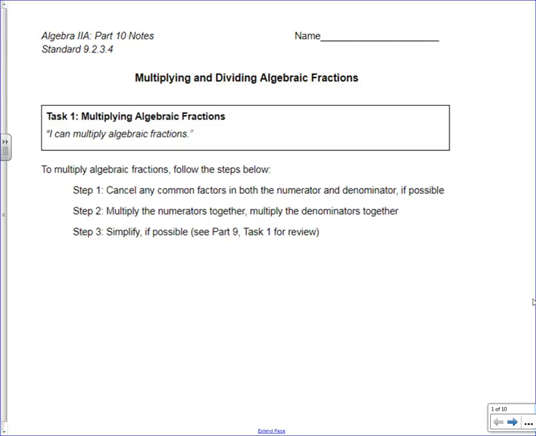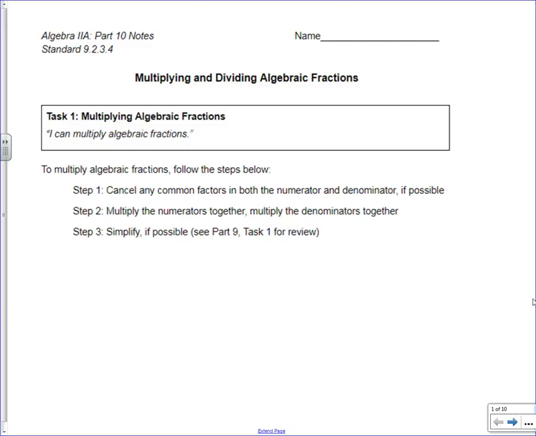Part 10 notes, multiplying and dividing algebraic fractions. Last chapter of Algebra 2A. It's going to be kind of similar to the last unit where you're dealing with algebraic fractions. Task 1, multiplying algebraic fractions.